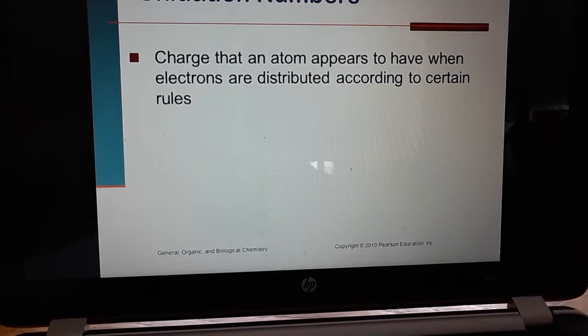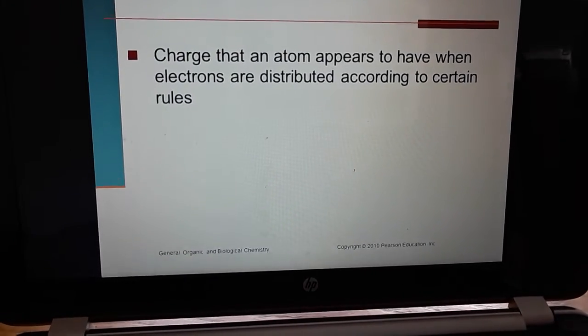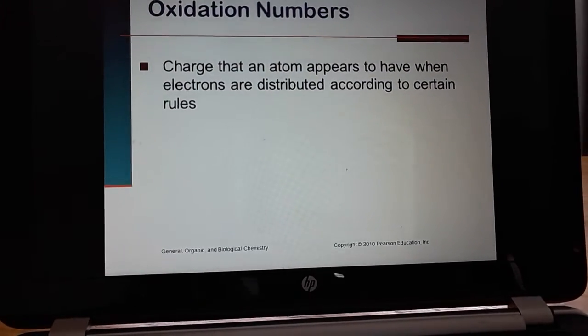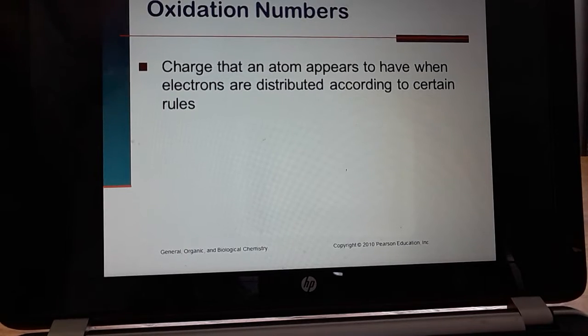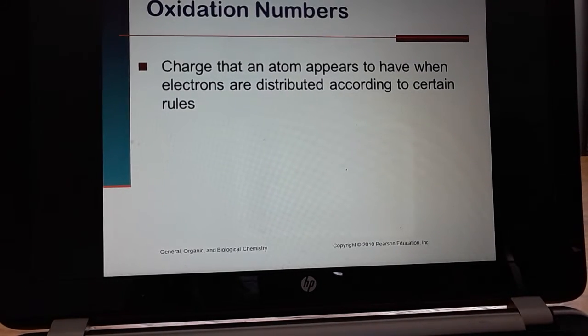Hey girls, I'm going to resume where we left off with redox reactions. Your last homework was to identify what was being oxidised and what was being reduced in equations. I'll correct that when I get back. I just want to continue on with something called oxidation numbers.